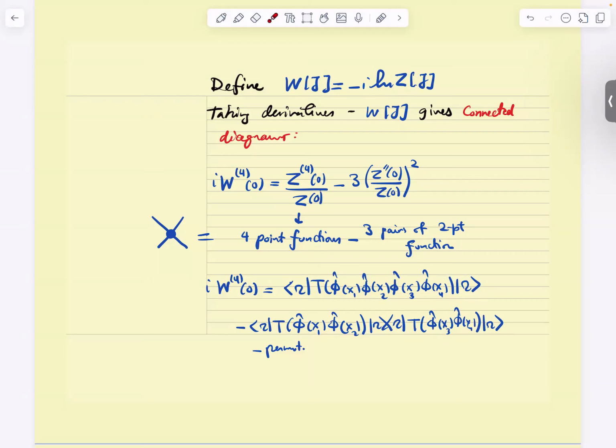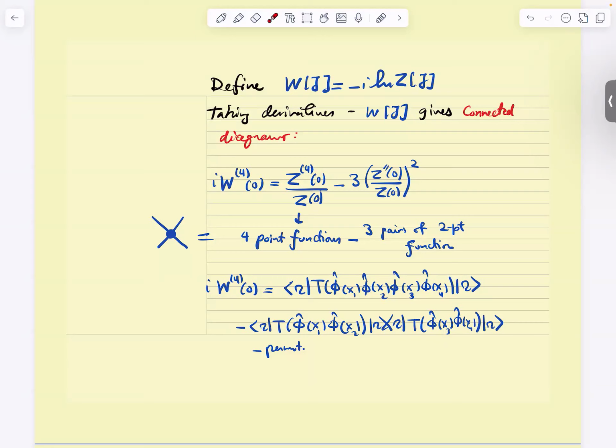Do you guys know a name for generating function? You know the generating function. What do people call log of the generating function? The log of the generating function generates the connected correlators. What is that called in math or physics? Or probability theory?